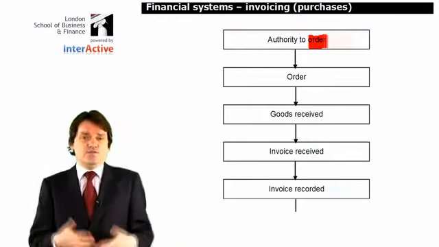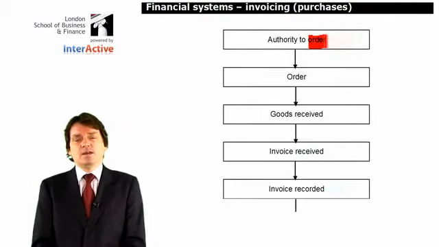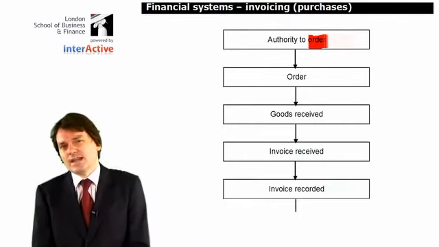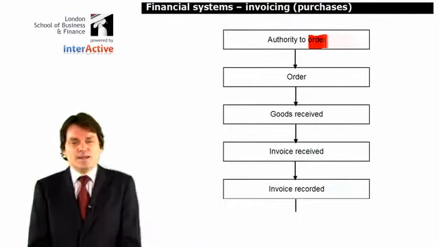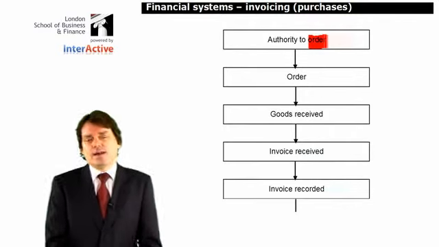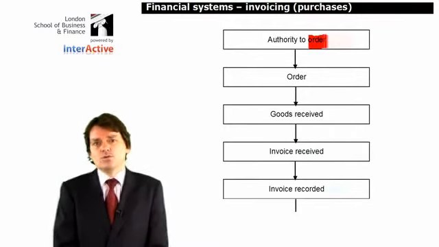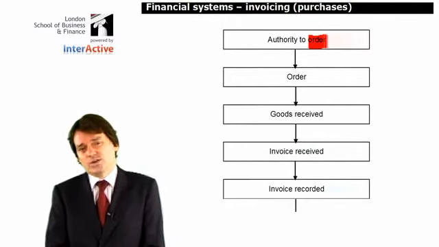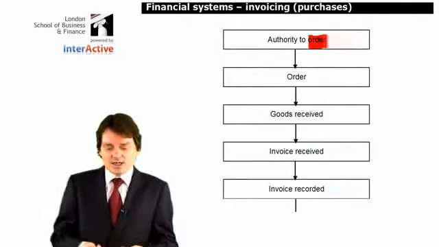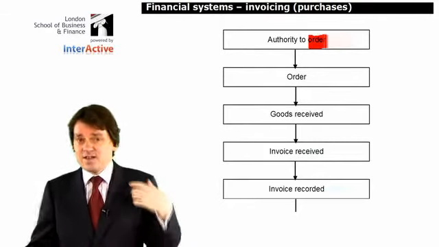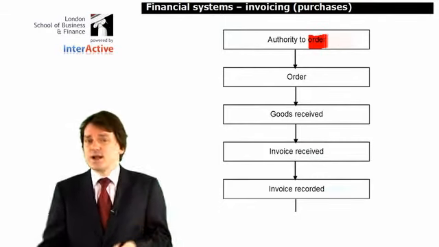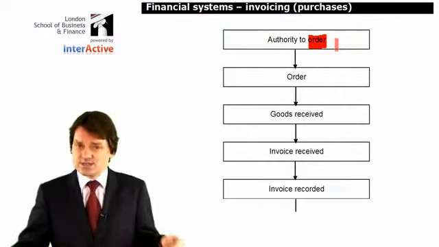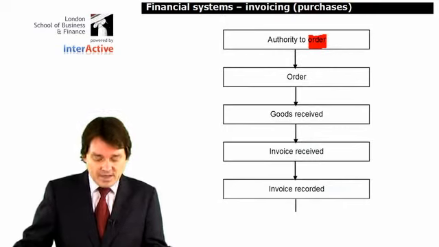So if I want to buy something for the company, am I allowed to go out and buy it? If so, how much am I allowed to spend? Am I allowed to spend £10 on my own? Am I allowed to spend up to £100 on my own? What happens if what I want to buy costs £500? Do I have to ask somebody else? So who is actually allowed to order things? That's a very big deal in lots of companies, because otherwise you'd have people going around ordering things that perhaps the company didn't need.